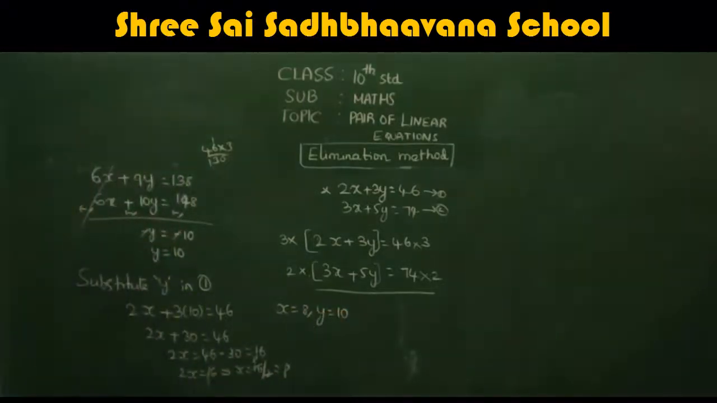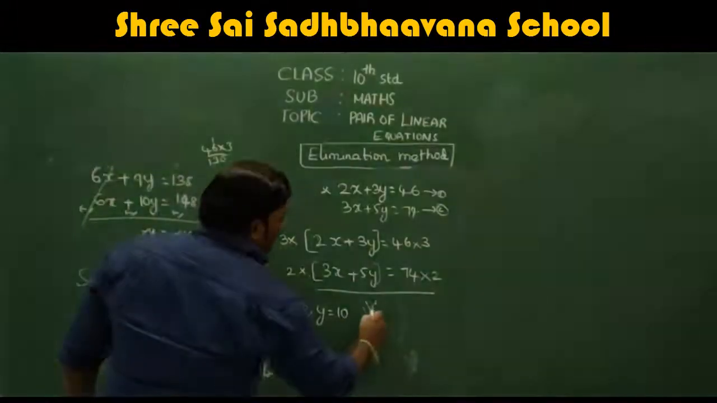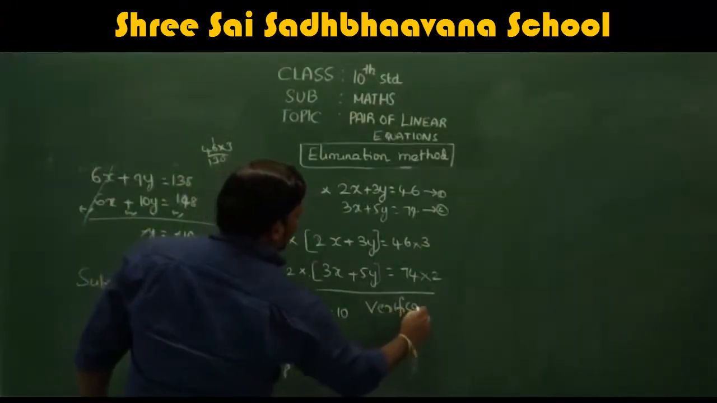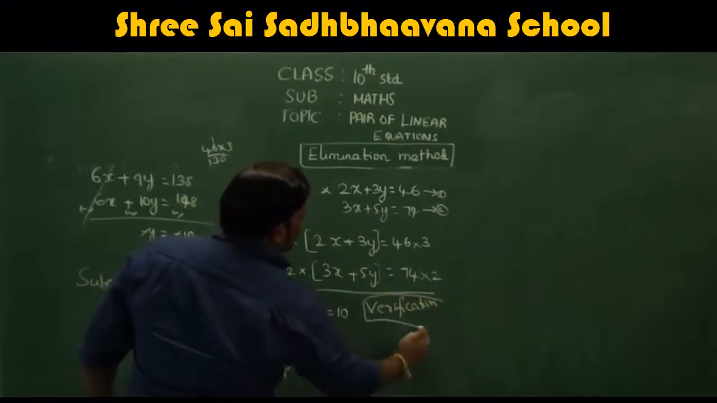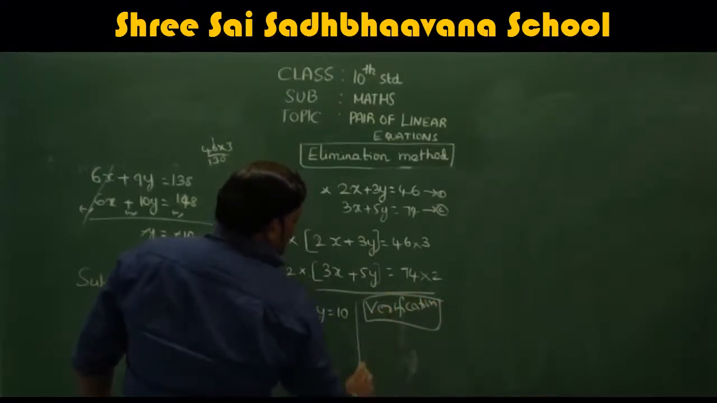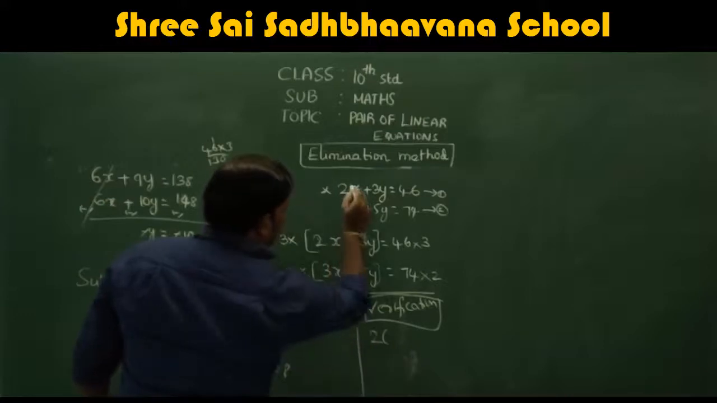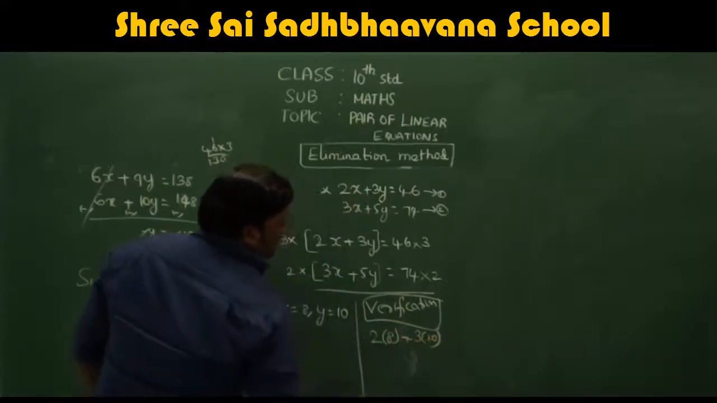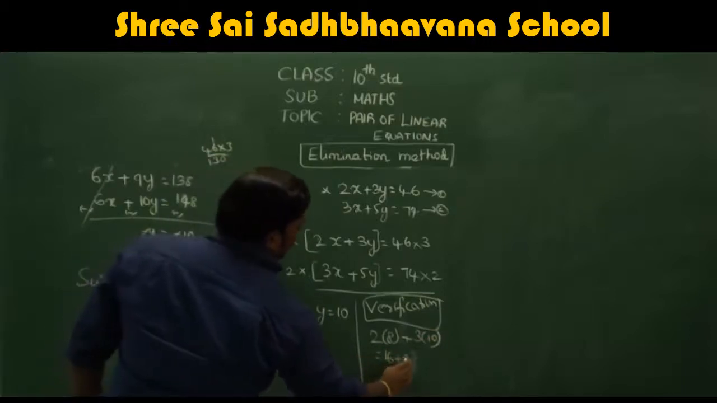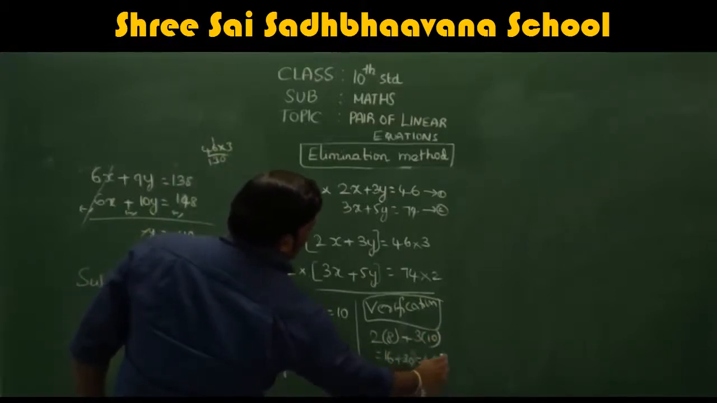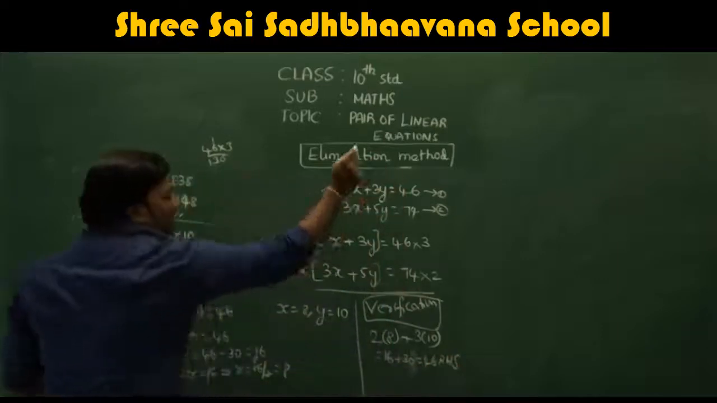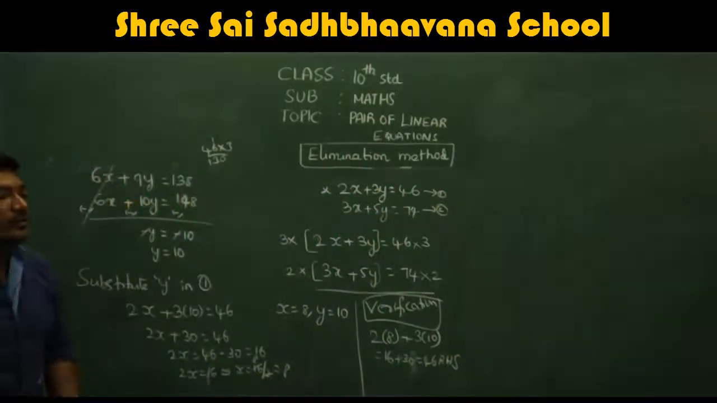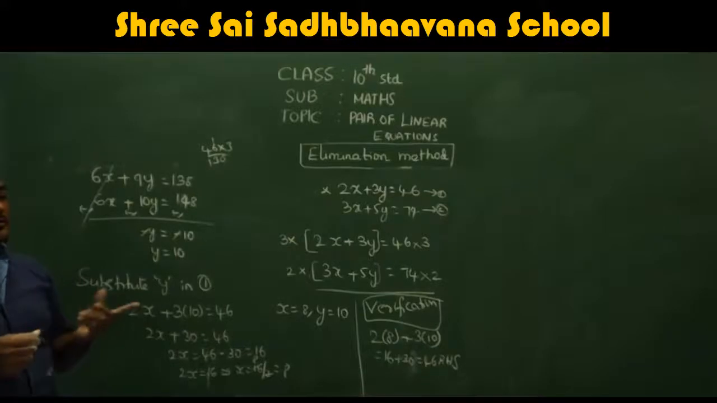And as I said, you can check whether it is correct or not by doing verification. Verification I'll do here. I'll just consider the first equation. So I'll substitute 2 into x, in the place of x, 8, and 3 into y, in the place of y, 10. So 16 plus 30, which is 46. You check your RHS too. So 16 plus 30 is 46. So we verified. So our answer is correct.